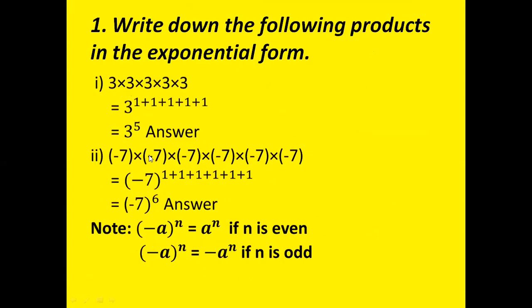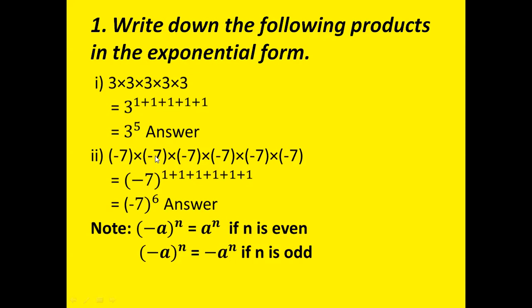This is exercise one. First, read the question: write down the following products in the exponential form. 3 multiplied by 3 multiplied by 3 multiplied by 3 multiplied by 3. Each has power 1. Then write only one base, since all the bases are the same, and the powers will be added: 1 plus 1 plus 1 plus 1 plus 1. They are altogether 5. Then 3 to the power 5 is the answer in the exponent form.